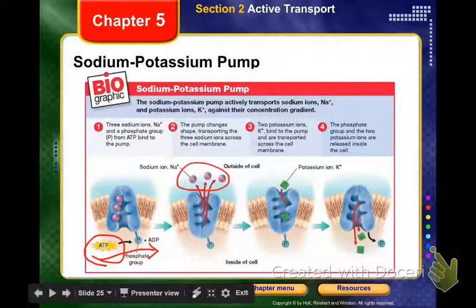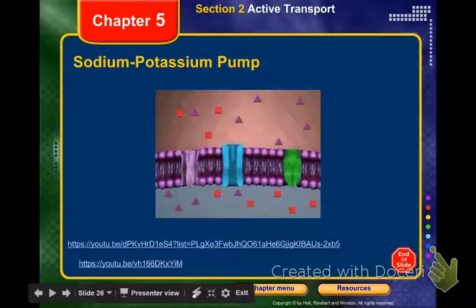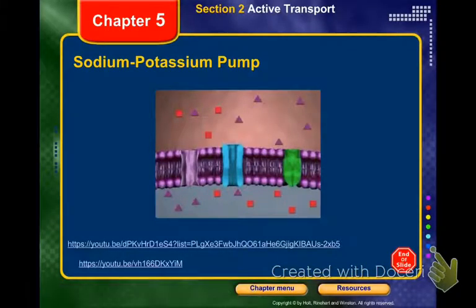This is like when you've been on your phone a lot and you've depleted the phone charge. That ADP and phosphate then goes back to the mitochondria where it can be recycled and turned back into ATP. Notice this protein can then also transfer two potassiums back into the cell. So the potassiums come back in and enter into the cell. Watch the videos.